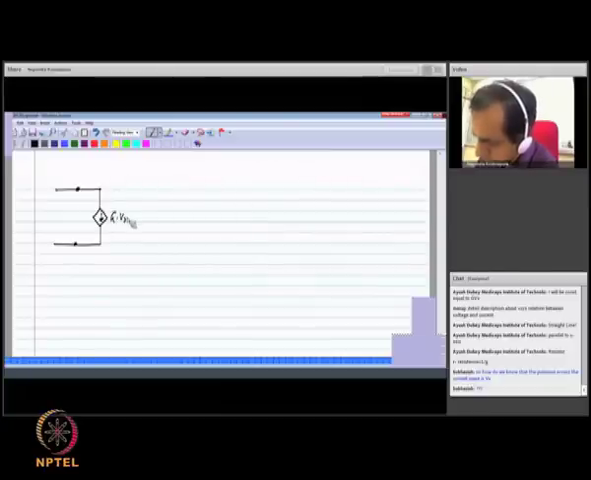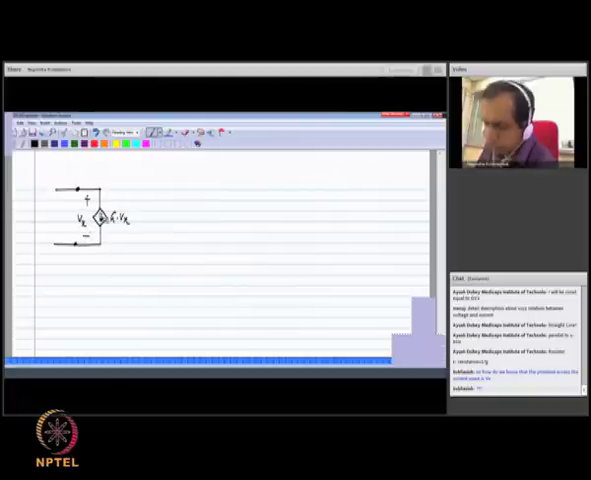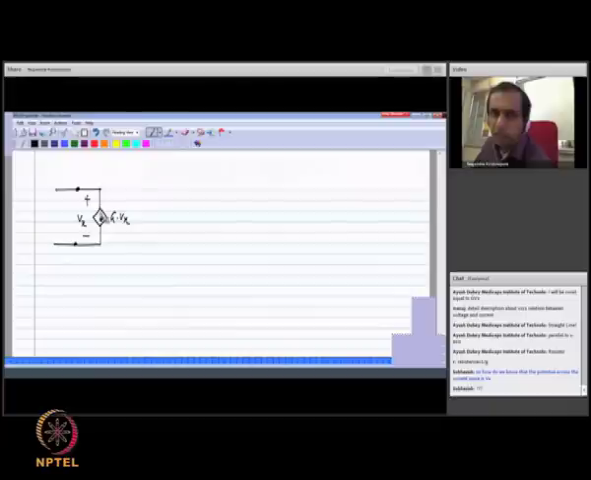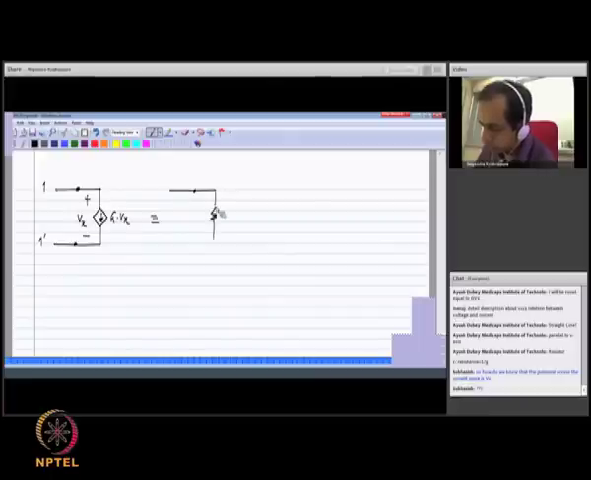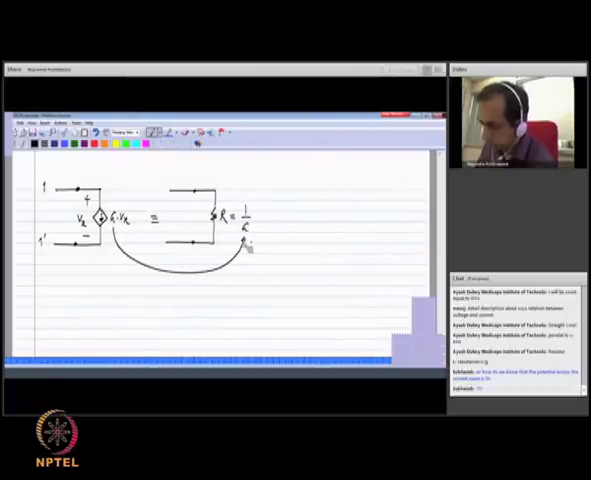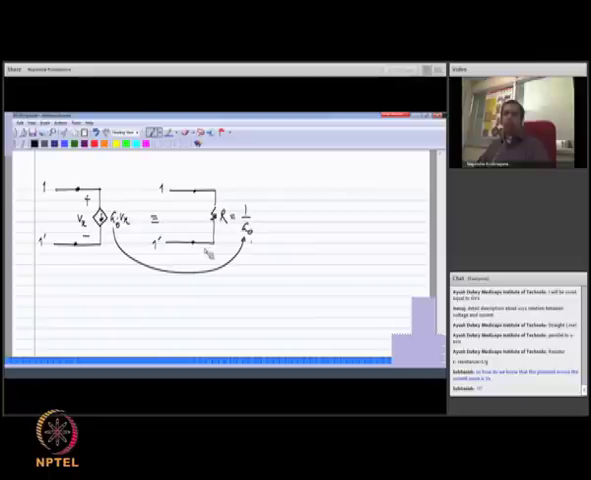I have G times Vx, where Vx is defined across this. Okay, so that is the special part about this circuit. Vx could be anywhere. In this circuit, it happens to be across the same element. And I can say this is exactly equivalent to a resistance R whose value is 1 by G, where G is this one. If I call this G naught, just to distinguish it from a general G that I use for conductance, R will be 1 by G naught. So between the terminals 1, 1 prime, it looks like a resistor. Any questions about this?